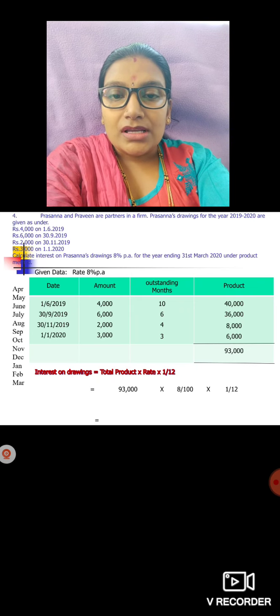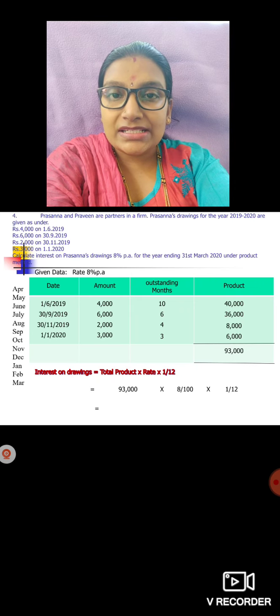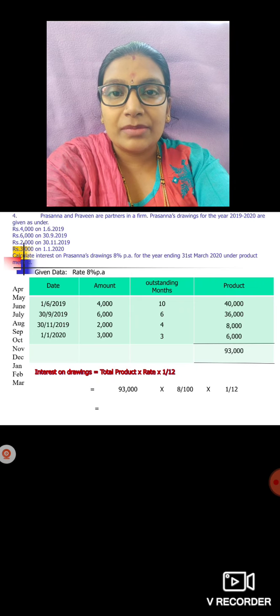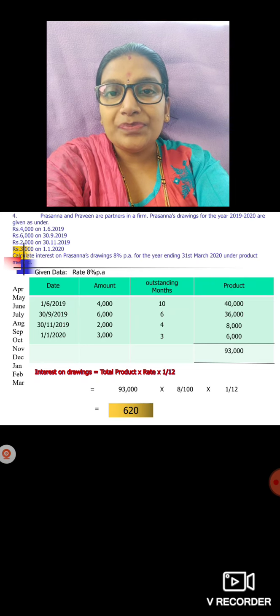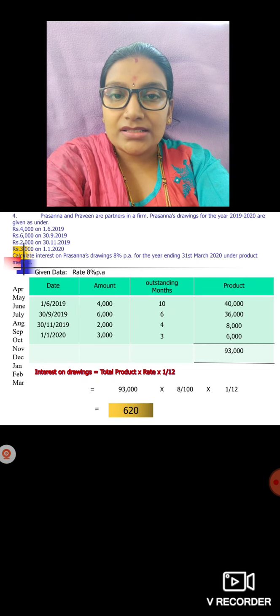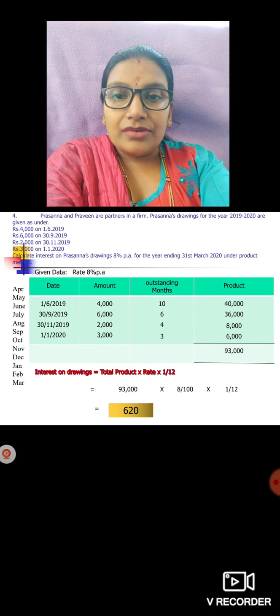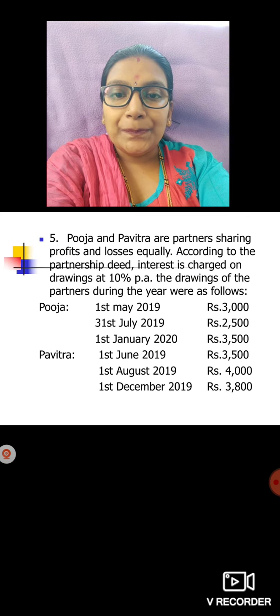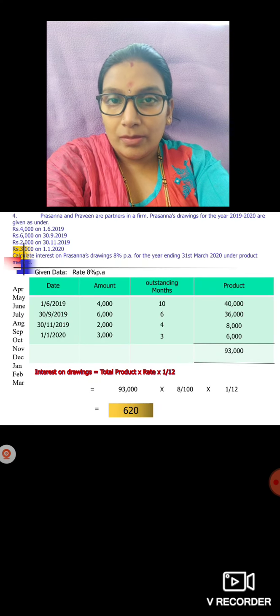Okay. Then how much will we get if you simplify it? 93,000 into 8 divided by 100 into 1 divided by 12. You will get it as 620. This is the interest on Prasanna's drawings. Okay. Now, next problem we will see. If you have any doubt in this problem, definitely you can call back to me.